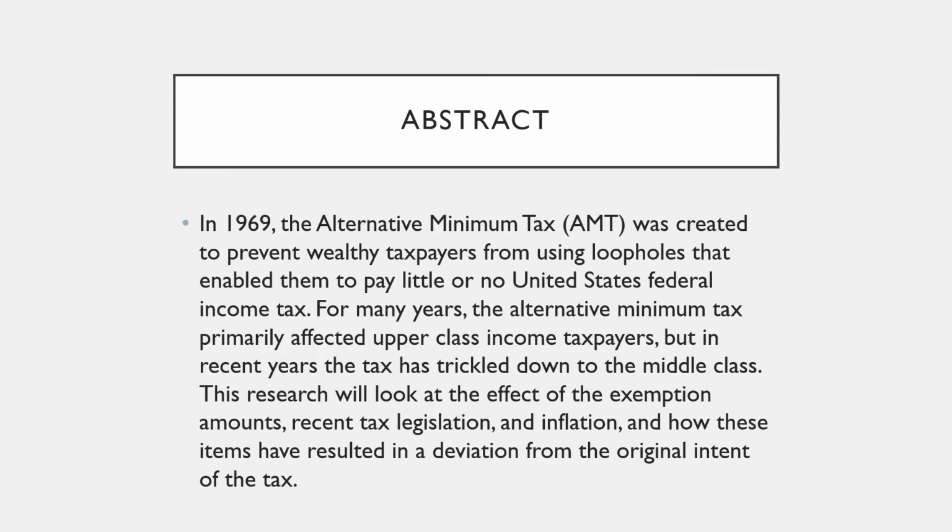So let's start off with my abstract. In 1969, the Alternative Minimum Tax, or AMT, was created to prevent wealthy taxpayers from using loopholes that enabled them to pay little or no United States federal income tax. For many years, the Alternative Minimum Tax primarily affected the upper class income taxpayers, but in recent years, the tax has trickled down to the middle class. This research will look at the effect of the exemption amounts, recent tax legislation, and inflation, and how these items have resulted in a deviation from the original intent of the tax.